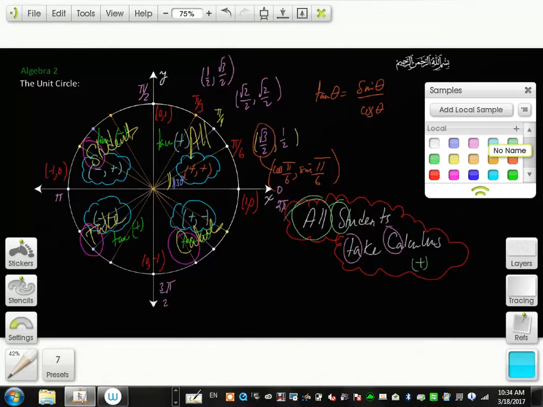So in the first quadrant, which one of them have positive numbers? All of them. In the second quadrant, which is positive? And the third quadrant, which is positive? And the fourth quadrant? Cosine. Okay? All students take calculus. What does that mean? Like all are positive, sine is positive?